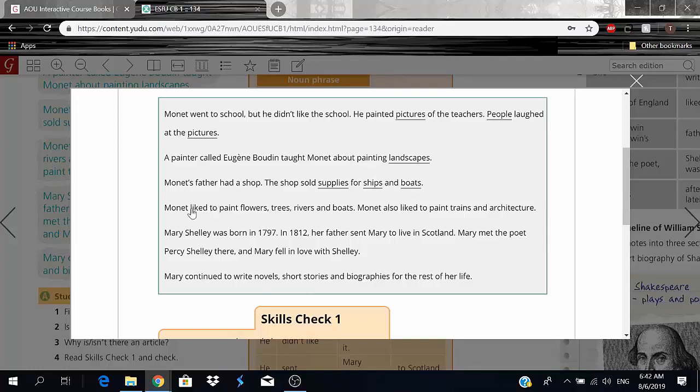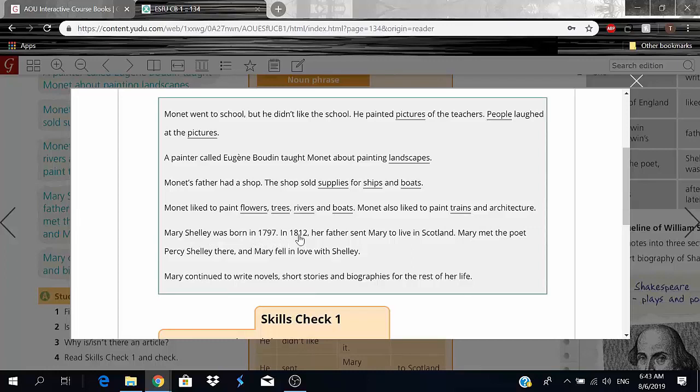Here we have: Monet liked to paint flowers, trees, rivers, and boats. Monet also liked to paint trains and architecture. So I can see that Monet liked to paint flowers, plural noun, trees, rivers, and boats. All of these are plural nouns. And he also liked to paint trains. Trains is a plural noun. Architecture is not.